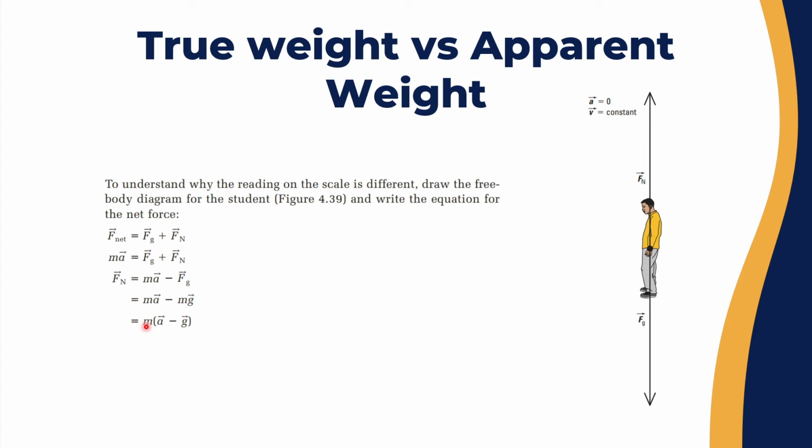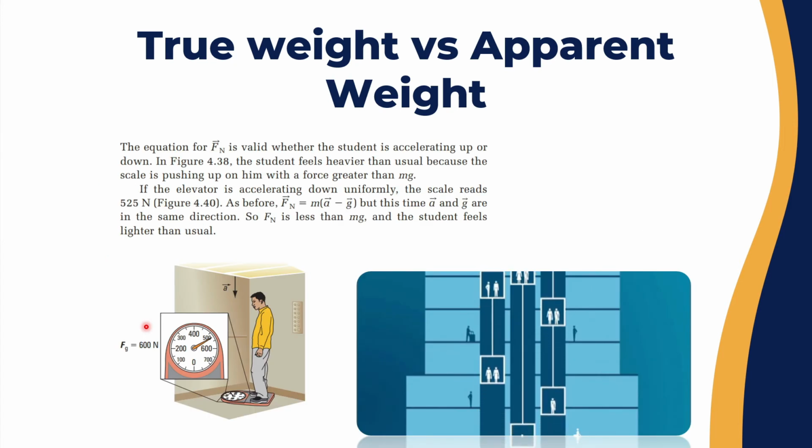Now we know the mass and we know the g. In this case, you can tell that the weight of the student is changing, if we have all the variables needed to solve this kind of problem. So the equation for the F normal is valid whether the elevator is accelerating up or down. Now in the graph you see down here, the student is feeling heavier than usual because the scale is pushing up on him with a force greater than mg. As you saw in the previous figure, the student feels heavier than usual because the scale is pushing up on him with a force greater than mg.